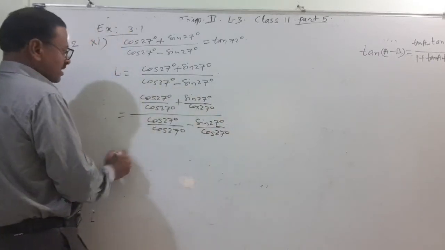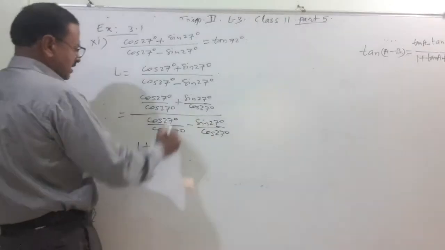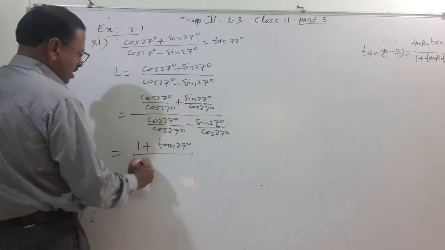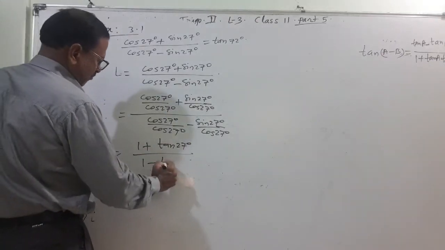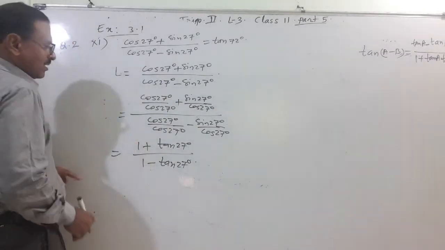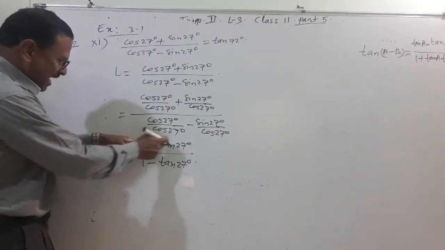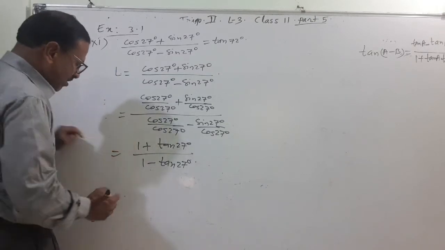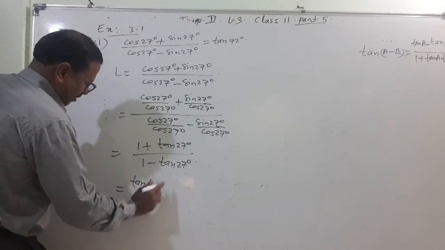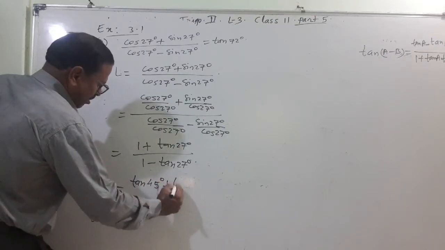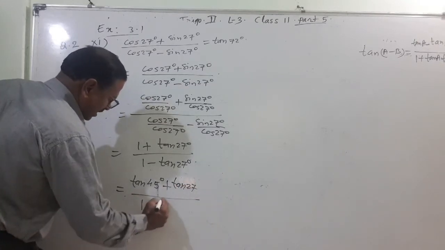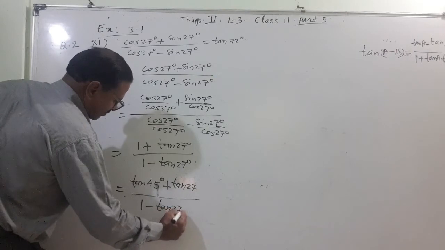This is equal to 1 plus tan of 27 degree upon 1 minus tan of 27 degree. What is this? Here it should be tan A plus tan B. Means this is tan of 45 degree. This is equal to tan of 45 degree plus tan of 27 degree upon 1 minus tan of 27 degree.